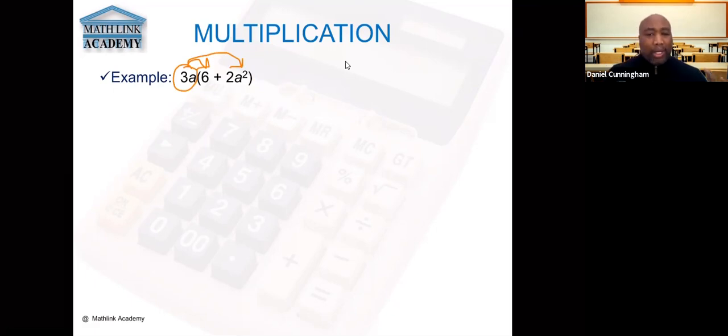Why is that? Because we treat that 6 plus 2a squared as one expression, and that 3a is multiplying all the way across. You don't stop at the 6, you've got to go all the way across. If you have 2 terms, you multiply it to 2 terms. If you had 3 or 4 terms, however many terms you had, you've got to multiply that 3a all the way through that parentheses. Don't just stop at the 6.